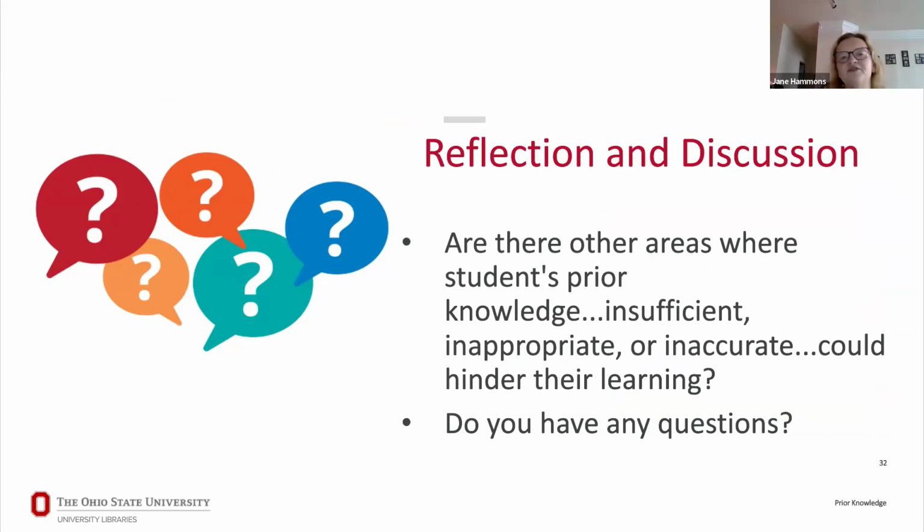But I wanted to pause here to think about research and information literacy. What are some other examples that you all might have of where students' prior knowledge may lead them to not be as effective as they could be? Inaccurate prior knowledge or insufficient prior knowledge. And if you have any questions.